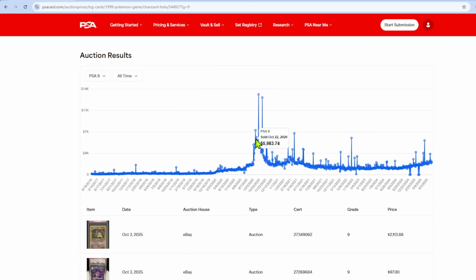So again, these are the prices I got to. If you bought this card anywhere here and you didn't sell, well, you're still underwater. And again, this is the most iconic, popular card in Pokemon.